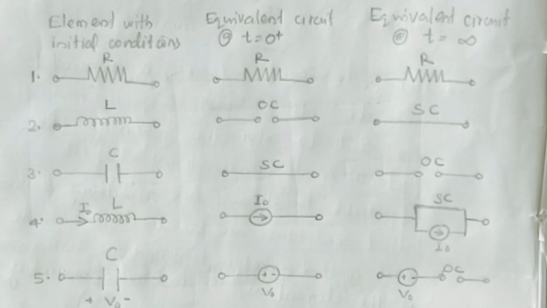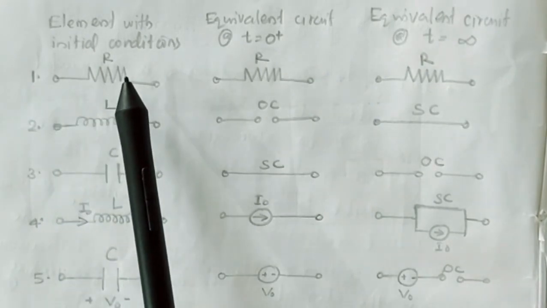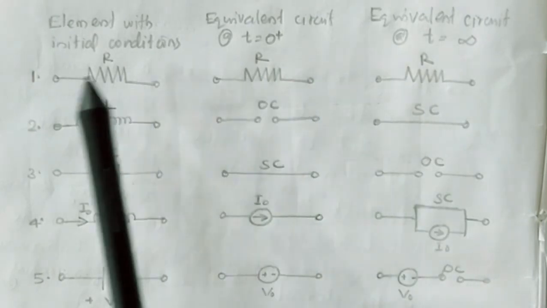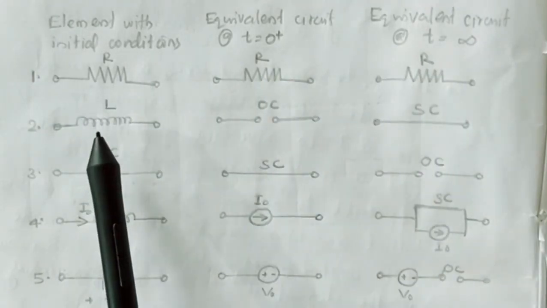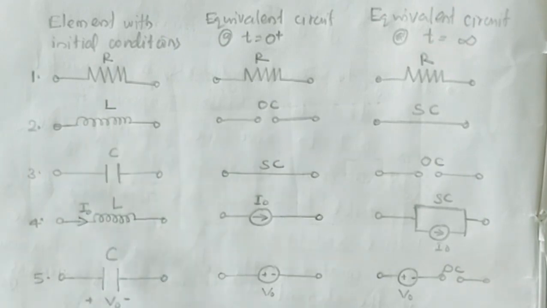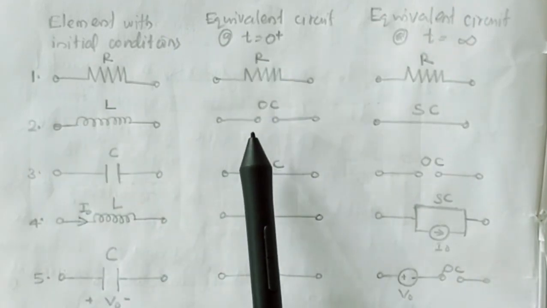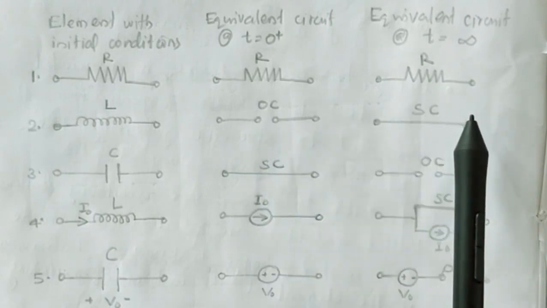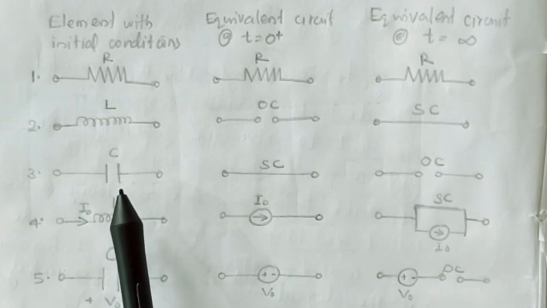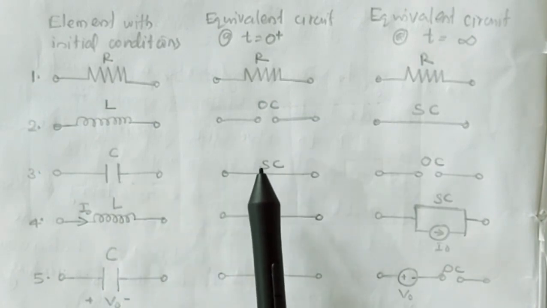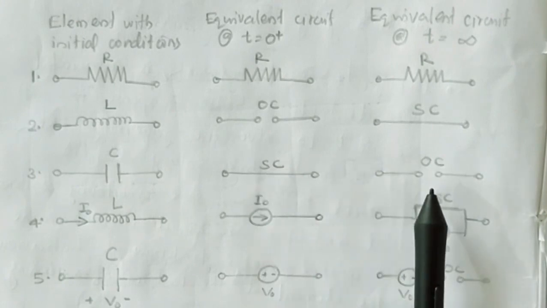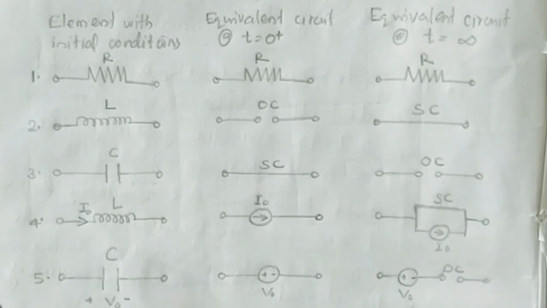This is the final summary. As is clear from here, the resistance value is constant. It doesn't depend on time. Corresponding to the inductor, if there is no initial current, at t equal to 0 plus it is an open circuit. Corresponding to t infinity, it is a short circuit. Similarly for the capacitor, if there is no initial condition, immediately after switching, it is a short circuit. For steady state, it is an open circuit.